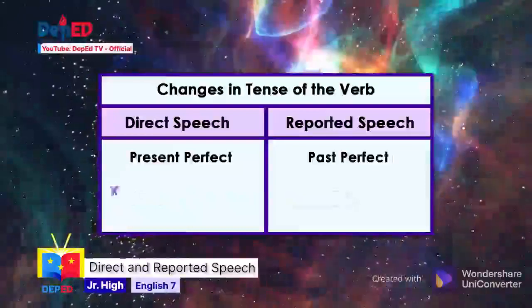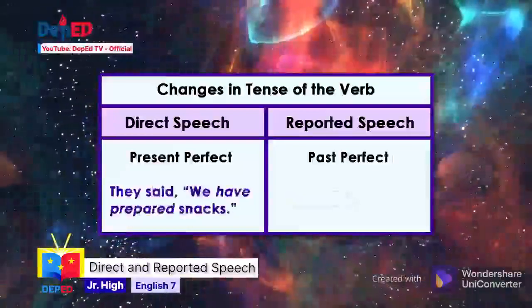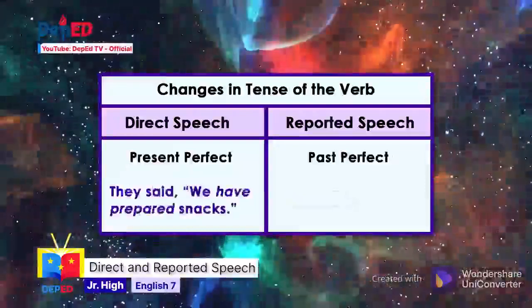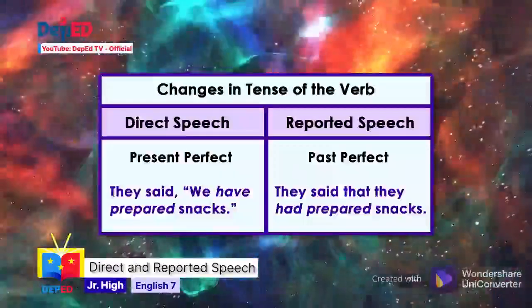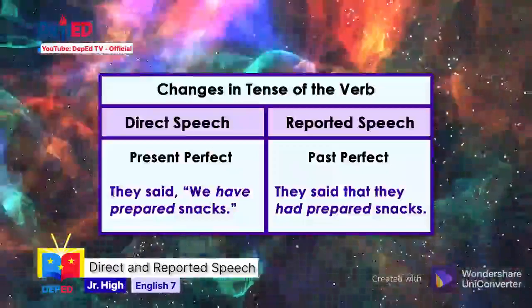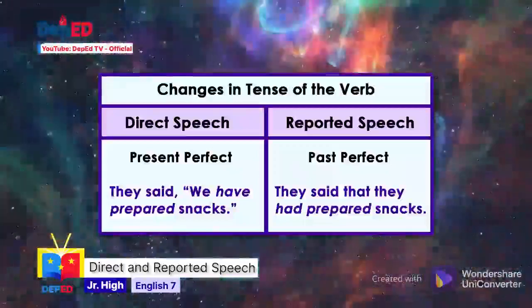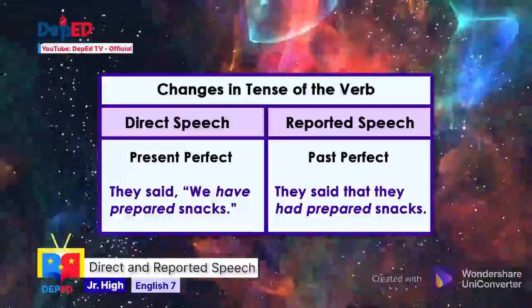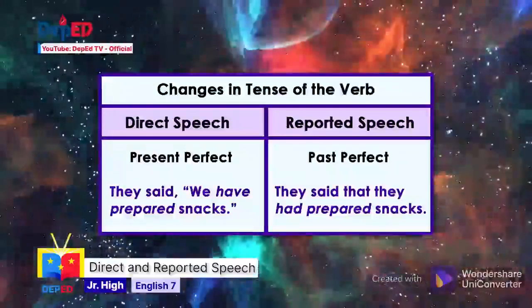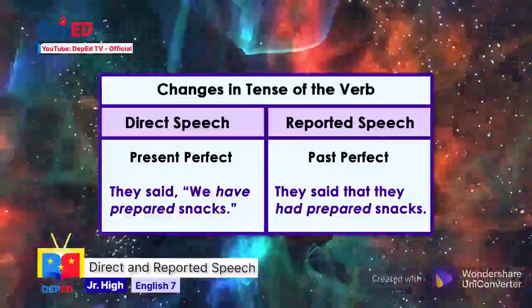Present perfect: They said, "We have prepared snacks." Past perfect: They said that they had prepared snacks. In direct speech, the verb have prepared is in its present perfect tense. In reported speech, the verb becomes had prepared, which is in its past perfect tense.